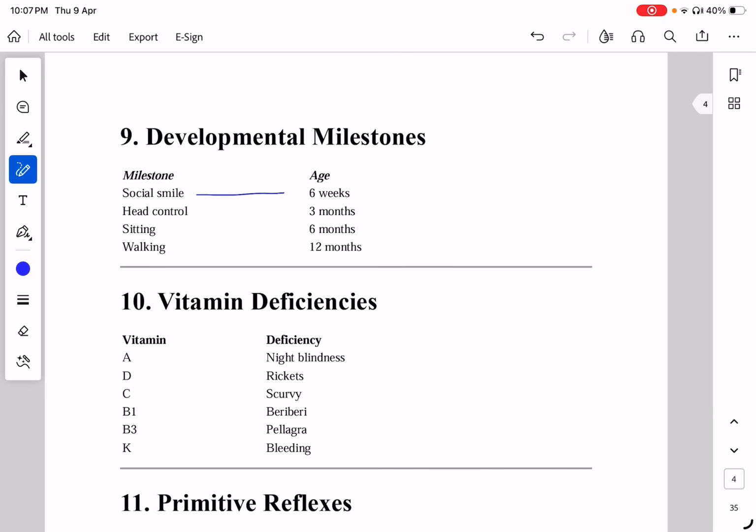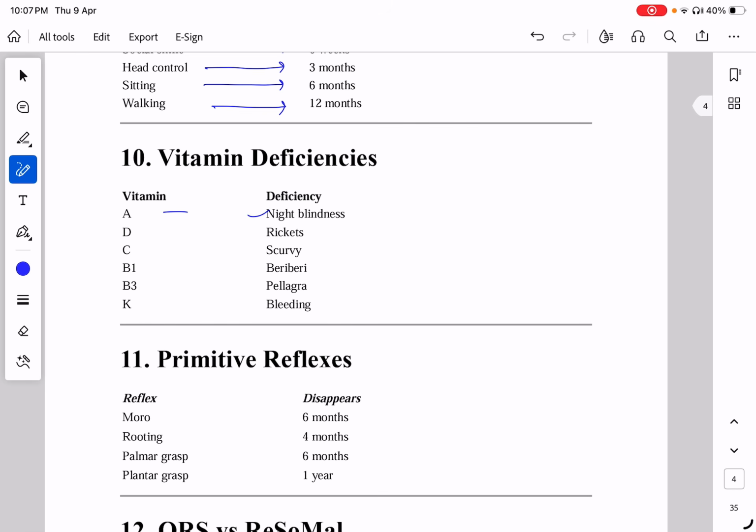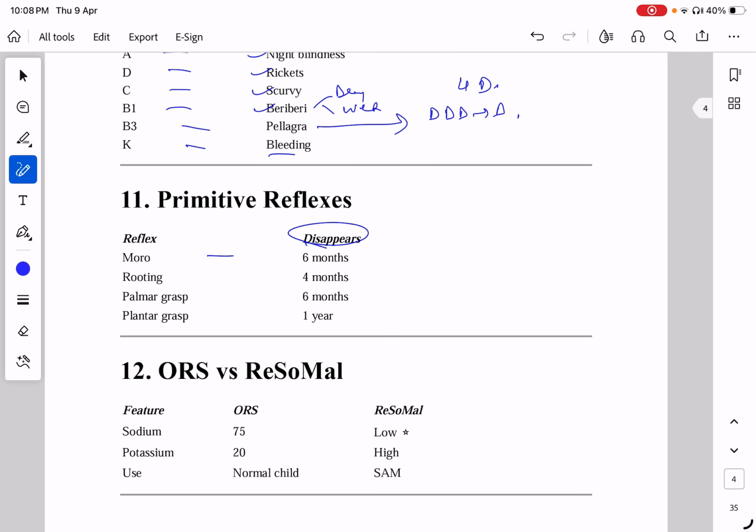Developmental milestones: social smile at 6 weeks, head control at 3 months, sitting at 6 months, and walking at 12 months. Vitamin deficiencies: vitamin A deficiency causes night blindness, vitamin D causes rickets, C deficiency causes scurvy, B1 beriberi, dry and wet, and B3 pellagra: diarrhea, dermatitis, dementia, and the fourth D is death. So 4D of pellagra, and vitamin K deficiency leads to bleeding. Primitive reflexes and when they disappear: Moro at around 6 months, rooting around 4 months, palmar grasp around 6 months, and plantar grasp around 1 year.